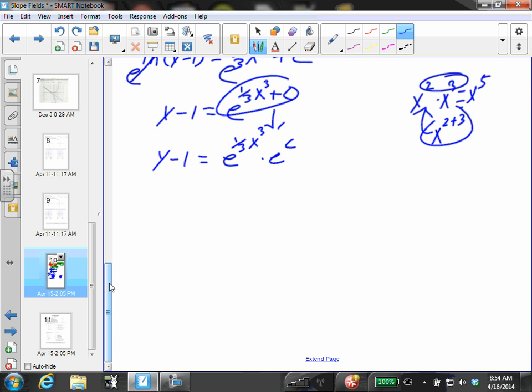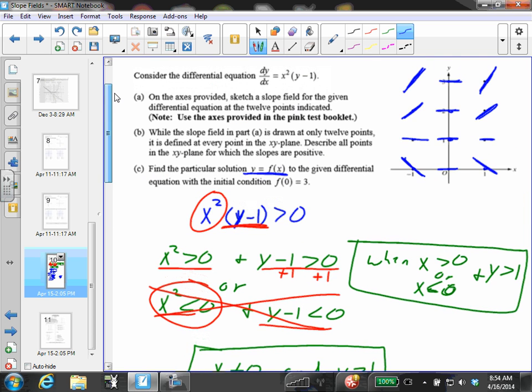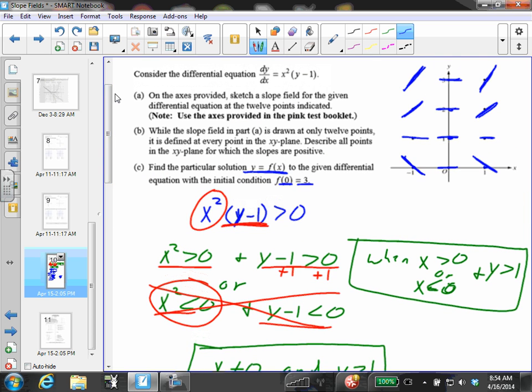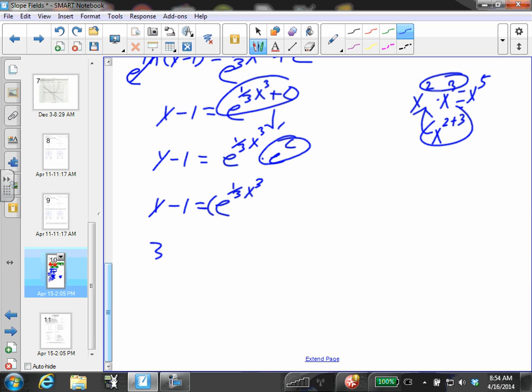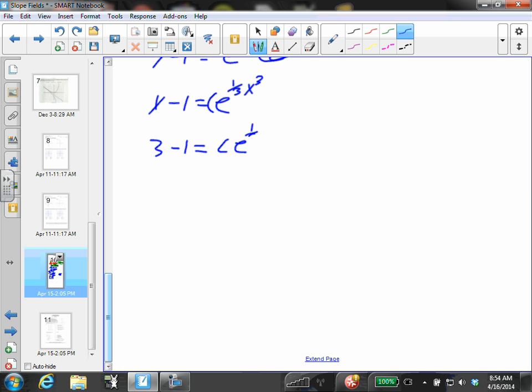Okay, so once I get there, what I'm going to do is look at this, and if it's e to the c, anything to a constant is a constant. So this would just be a constant times e to the 1/3 x cubed. And then I want to use my initial condition. So I'm going to plug in a 0 for x and a 3 for y. And so y is 3 minus 1 is equal to c times e to the 1/3 times 0 cubed. So 3 minus 1 makes 2. C times all of this stuff up top is just going to turn into 0. And e to the 0 is just 1. So this is c times 1, which means that c is 2.